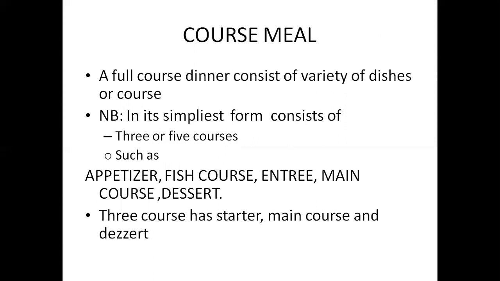For instance, when we talk about a course meal, a full course dinner consists of a variety of dishes or courses. Note that in its simplest form, it consists of 3 or 5 courses, such as appetizer, fish course, entree, main course, and dessert. And the 3 course, of course, has a starter, main course, and a dessert.